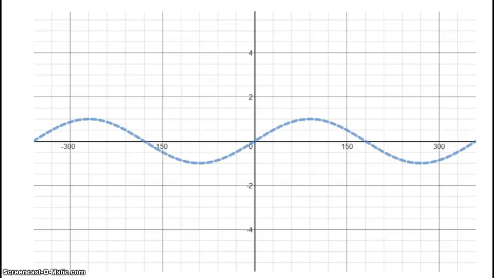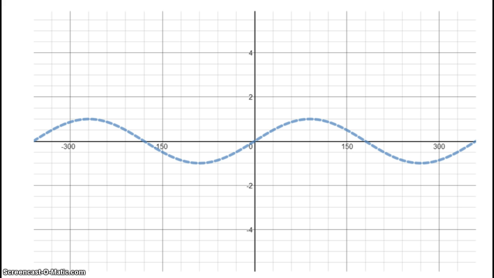This video will explain how to create the graph for 3C in the examples. We are going to create a sine graph that has a period of 180 degrees, reflected about the x-axis, and has a phase shift of 45 degrees to the right.